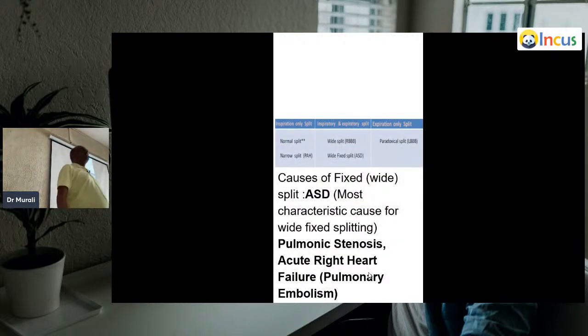Now, fixed split. Let's talk about it. So what do you mean by wide fixed split? Wide fixed split. First of all, it is wide split. What do you mean by wide split?